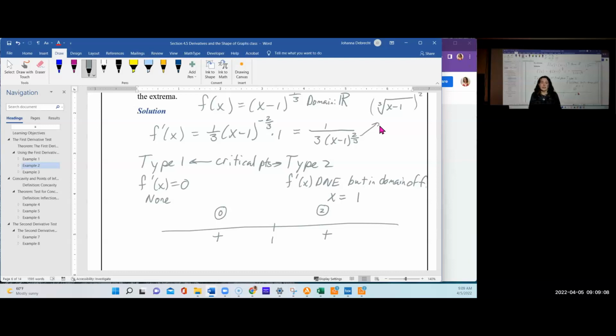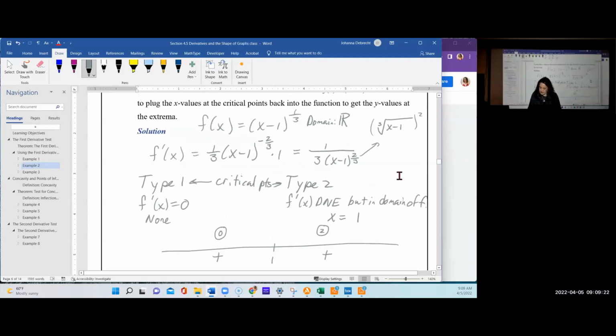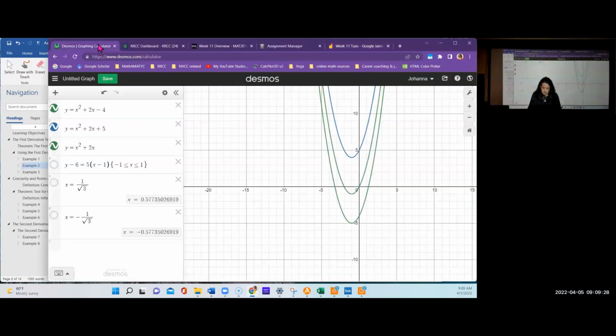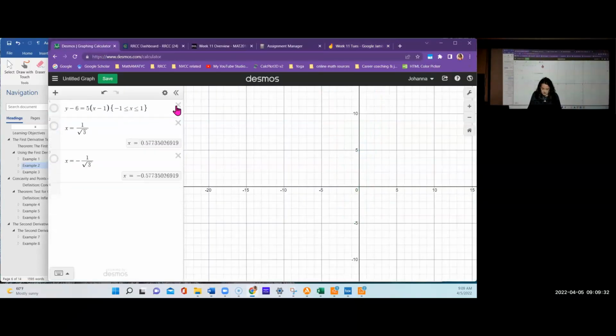Saddle point? Could be a saddle point. It could be a saddle point, or it could be some kind of point where it's a corner or a cusp or something like that, but it keeps going up. Let's take a look at the graph. Or it could be a vertical tangency point. Okay, so it could be any of those. So let me get all of these off of here.